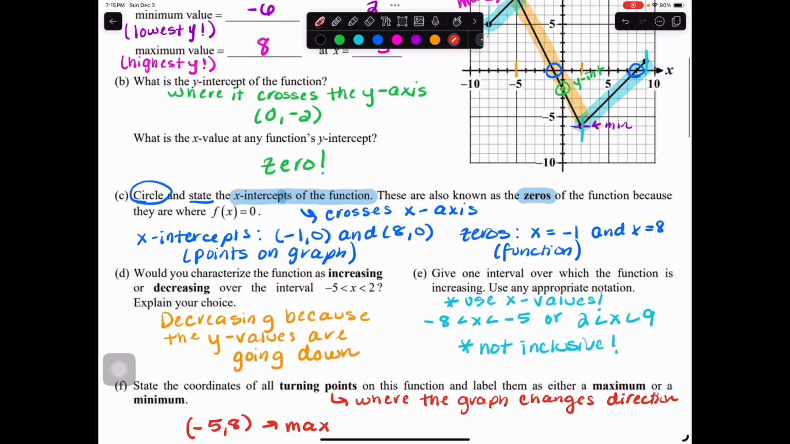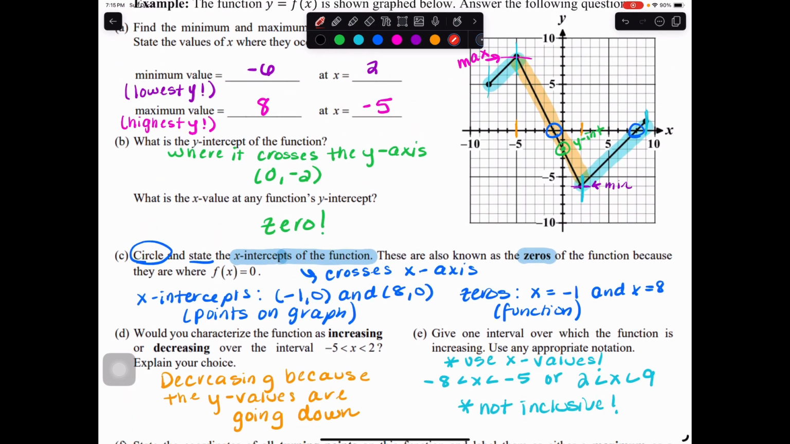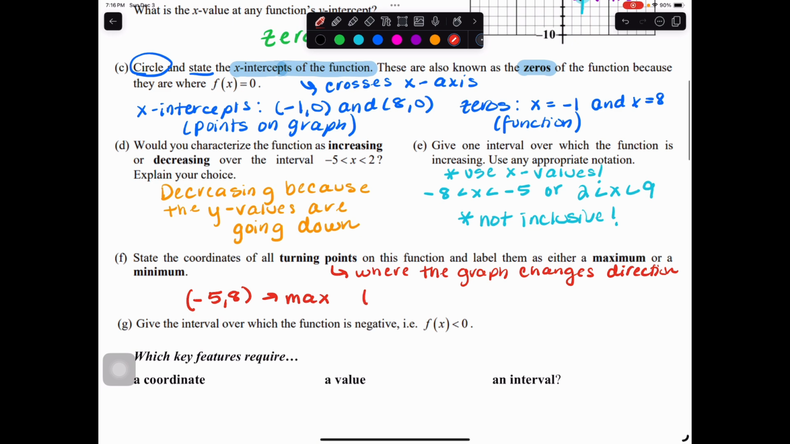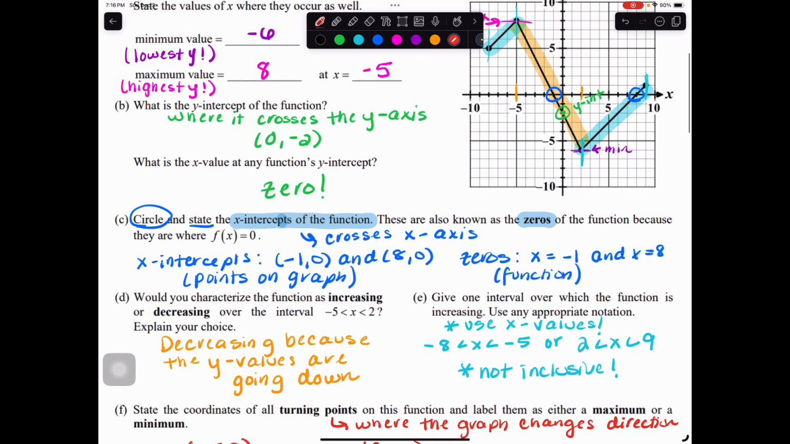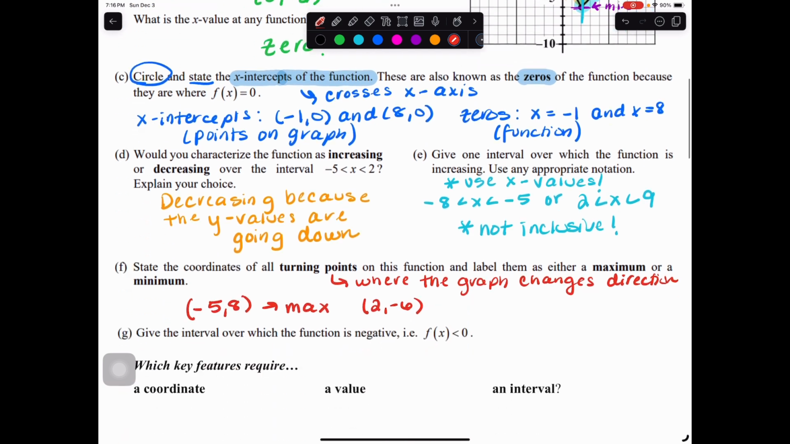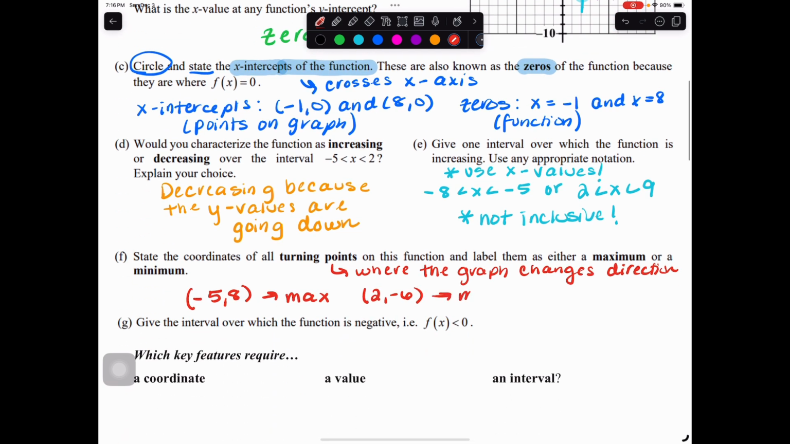Then if I look at the graph again, where I kind of highlighted in orange, it was headed down, then all of a sudden at a certain point, it changed direction. That coordinate is 2, -6. And when you look at the graph, you can see that's the lowest point on the graph. So this one is a min.